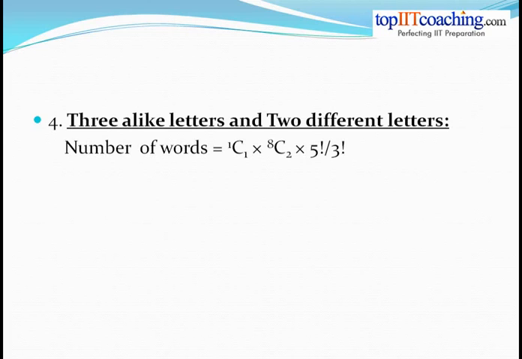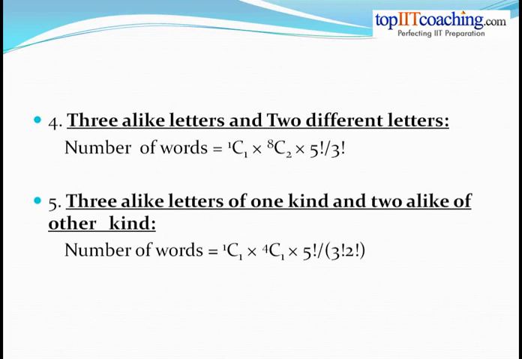The last case is 3 alike letters of one kind and 2 alike of the other kind, that is, of the form AAA, BB. So again, those 3 letters can only be I, and the remaining 2 alike letters can be chosen from the set of similar letters that are 4. Because I has been chosen, now we have 4 left. Out of those 4 sets of similar letters, we choose one set. That can be done in 4C1 ways.